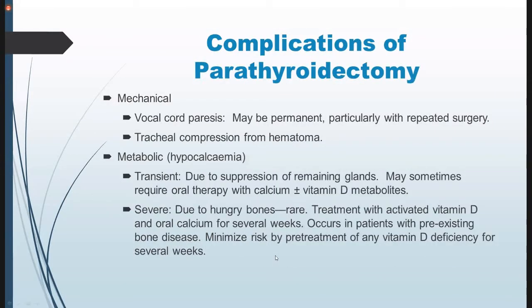So let me explain what hungry bones are. Basically, when there is a higher PTH in the blood, it is causing bone resorption, right? So bones are empty of calcium. And once you remove the PTH from the blood, all the calcium which was present in the blood because of high PTH now goes immediately into the bones, because the bones were empty and they are hungry. They are waiting for the calcium to be filled in. And since all the calcium from the blood goes into the bones, what happens? There is hypocalcemia, severe hypocalcemia.